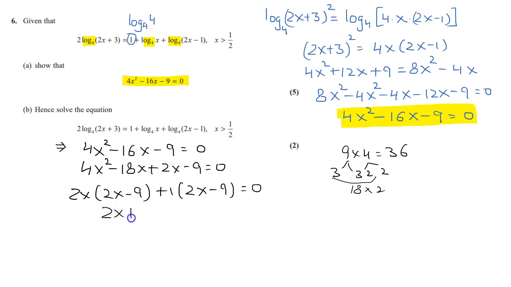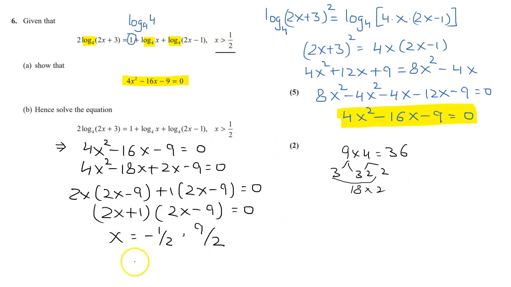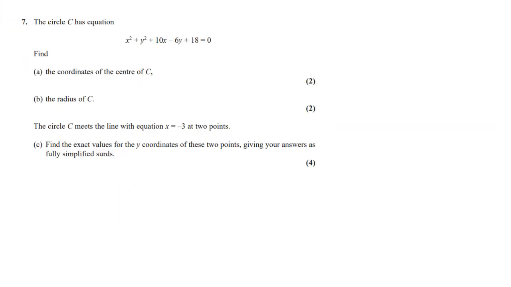So 2x plus 1 and 2x minus 9 is equal to 0. So x is equal to minus half and x is equal to 9 over 2. So this is the answer, but it says x is greater than half, so your answer will be x is equal to 9 over 2.